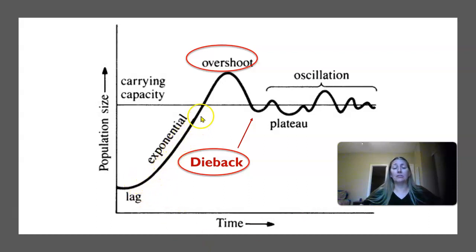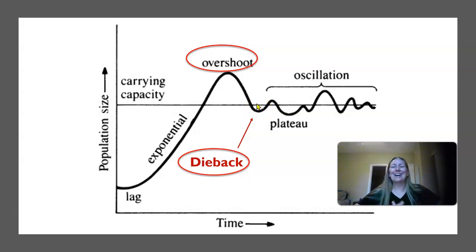Population begins with some exponential growth when there's plenty of resources available. Populations can exceed carrying capacity, as you can see here. When a population exceeds carrying capacity, that is called overshoot, a term you need to know. A population cannot overshoot or exceed carrying capacity forever, because eventually the lack of resources is going to catch up with them. And then once that lack of resources catches up, the population will begin to rapidly die off, and that is called dieback or die off or population crash.